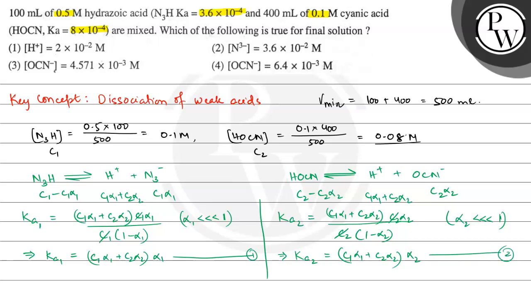Now हमें H plus, N3 minus और OCN minus के concentrations चाहिए. So H plus concentration, as we know, is equal to C1 alpha 1 plus C2 alpha 2. OCN minus concentration is equal to C2 alpha 2, and N3 minus concentration is equal to C1 alpha 1. So first let us get the concentration of H plus, that is C1 alpha 1 plus C2 alpha 2.